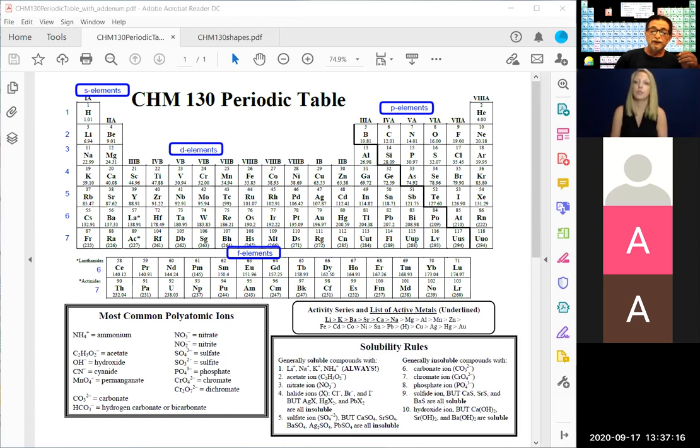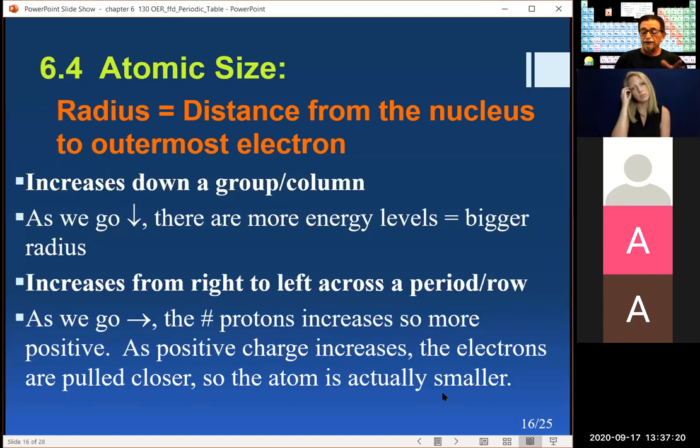Let's go back to this. And that is the explanation given here. So whether you go from right to left or left to right, it is the same reasoning. It has to do with the number of protons and the number of electrons having more force as you increase the protons and electrons, and hence pulls the electrons further into the nucleus.